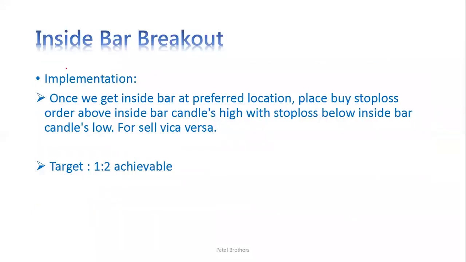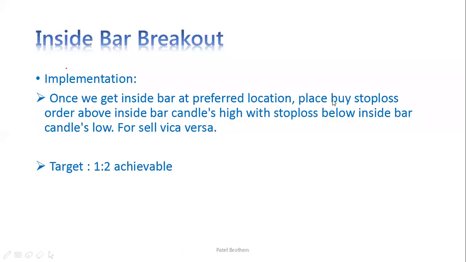So how to trade the inside bar? Once we get the inside bar at the preferred location, we'll first identify the location, whether it is buy or sell, or if it is both. Sometimes it will be both, but most of the time you will get the direction of the trade. When you are getting a buy trigger, at that time only place a buy stop order above the inside bar candle's high. And for sell, vice versa, place a stop order below the candle's low. That is how we trade the inside bar.